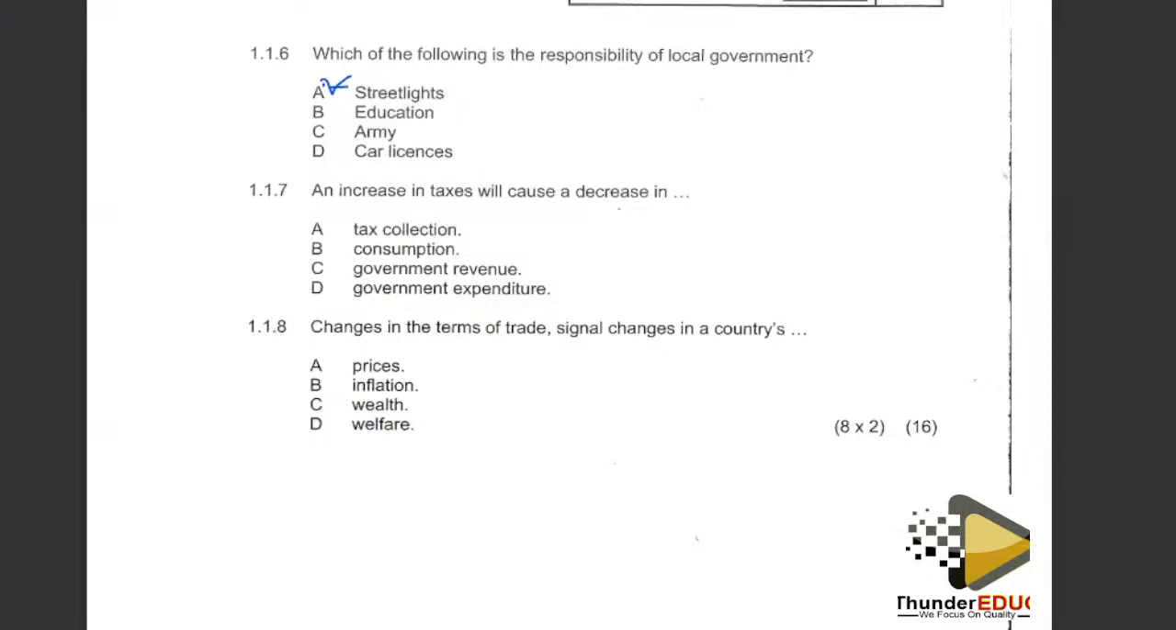Now, moving on to the next question, which is 1.1.7. It reads as follows: an increase in taxes will cause a decrease in debt. What do we mean by a tax? When we talk of a tax, we talk of a levy or a charge that the government normally applies on individual income or on business income, or a levy on the investment that is actually in place.